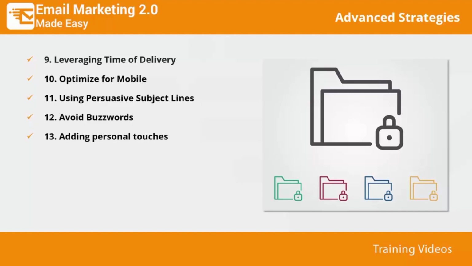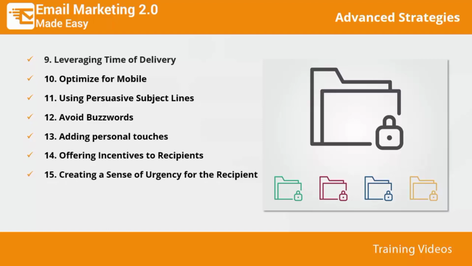13. Adding personal touches. Small details such as addressing subscribers by their name will help with your delivery rates, because personalized emails are more trustworthy. 14. Offering incentives to recipients. Offering incentives to your recipients is a great way to foster engagement, increase open rates, and ensure good inbox delivery. 15. Creating a sense of urgency for the recipient. A sense of urgency can also increase engagement when done correctly, and increased engagement means increased open and delivery rates.